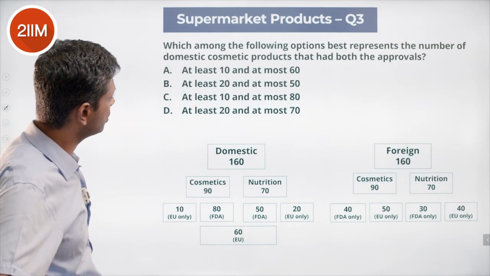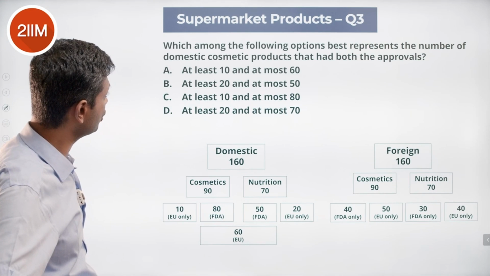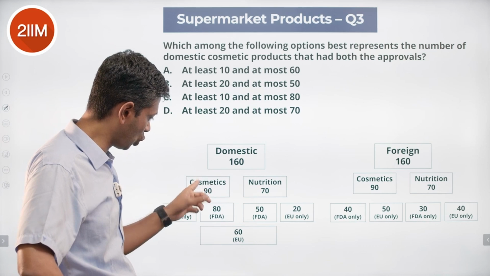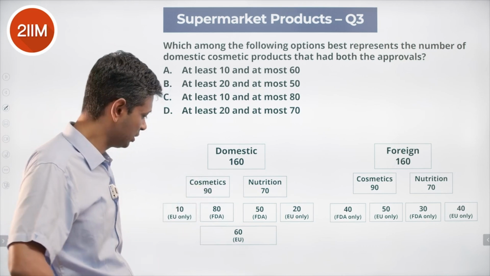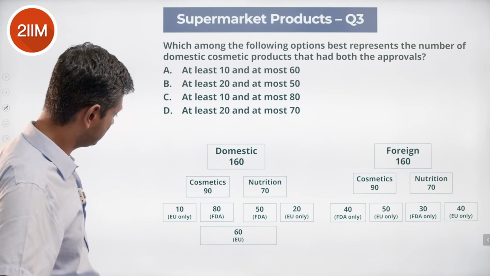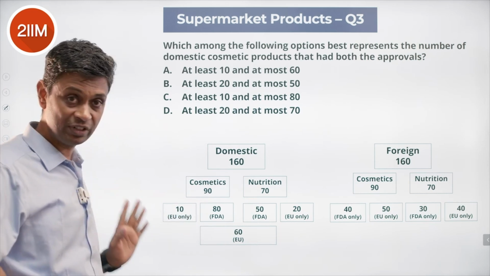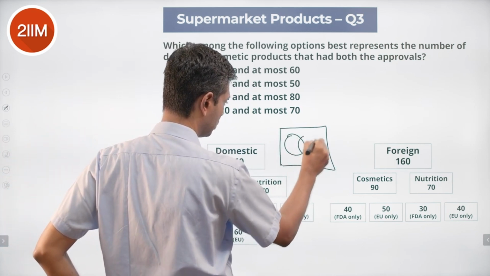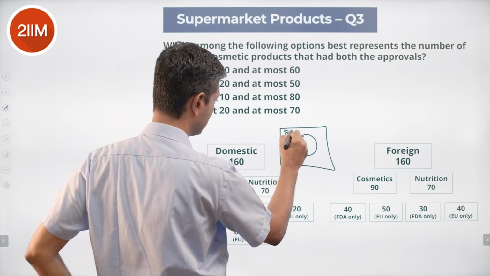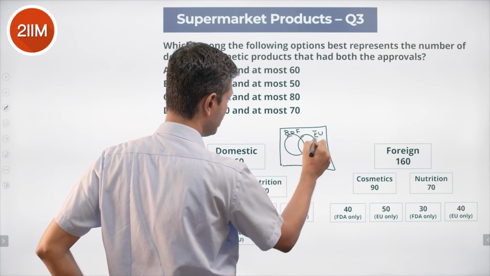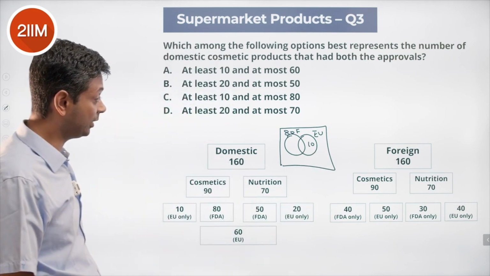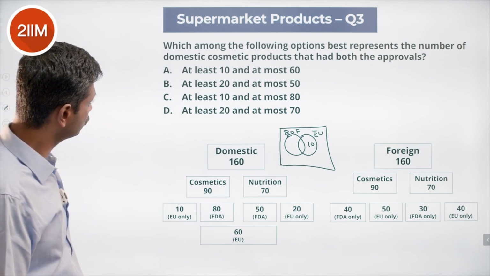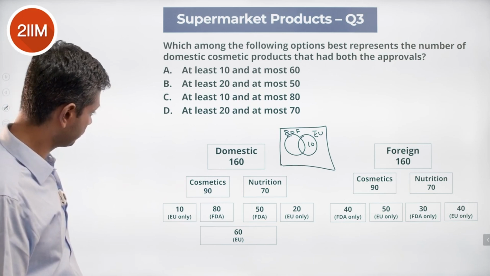Which among the following options best represent the number of domestic cosmetic products that had both the approvals? Domestic cosmetic that had both approvals. So it could have been, 10 had only this, 80 had FDA. So if we do look at the diagram, then FDA is 80, EU only is 10, 80 plus 10 adds up to 90. The overlap in between could have been 60.